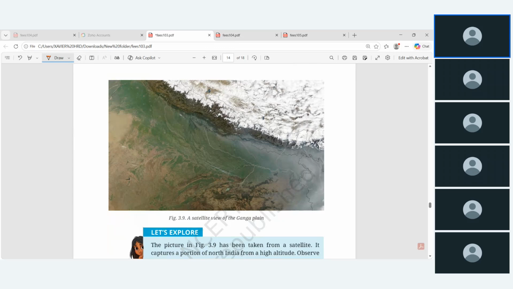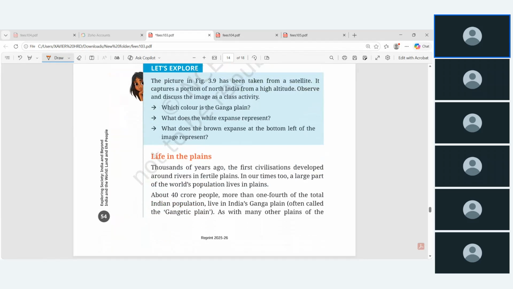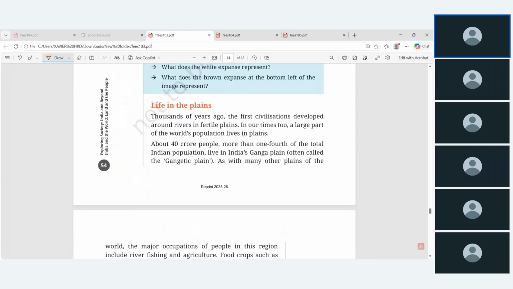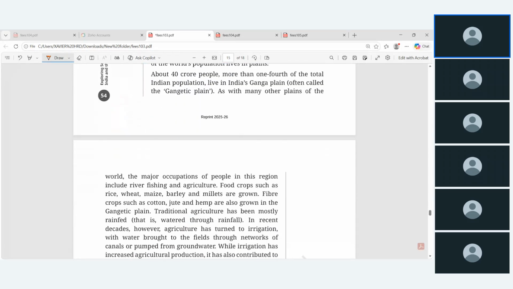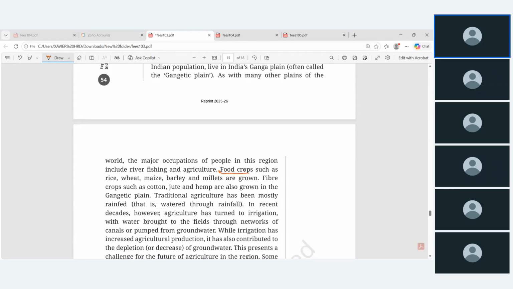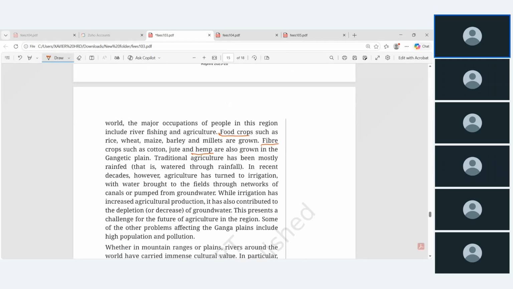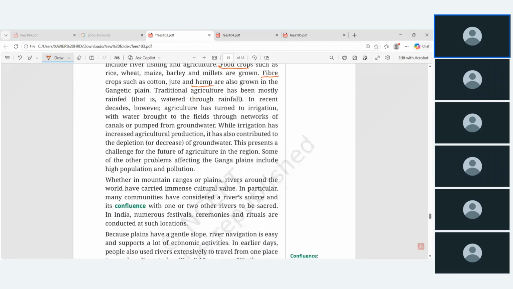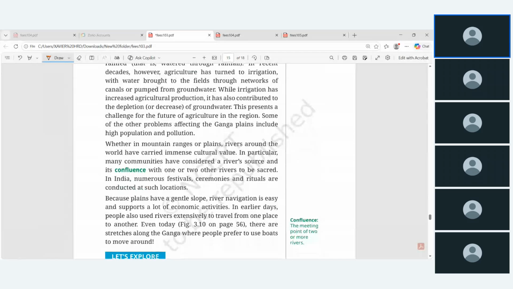And these are the satellite image of the Ganga plain. Then life in the plains, you just read it. Normally the fishing, food crops will be there, such as some fiber crops like cotton, jute, and hemp. Hemp means this is also one of the jute related crops. And traditional agriculture, then groundwater. These are all very, you can read.